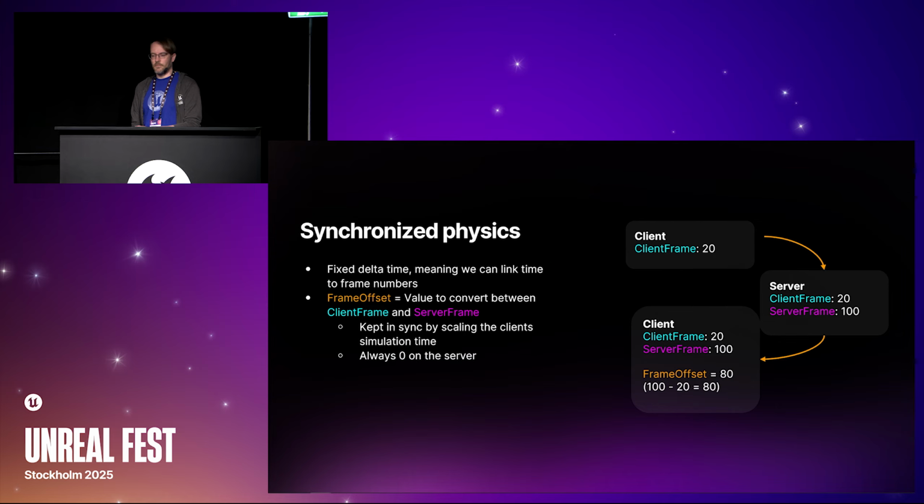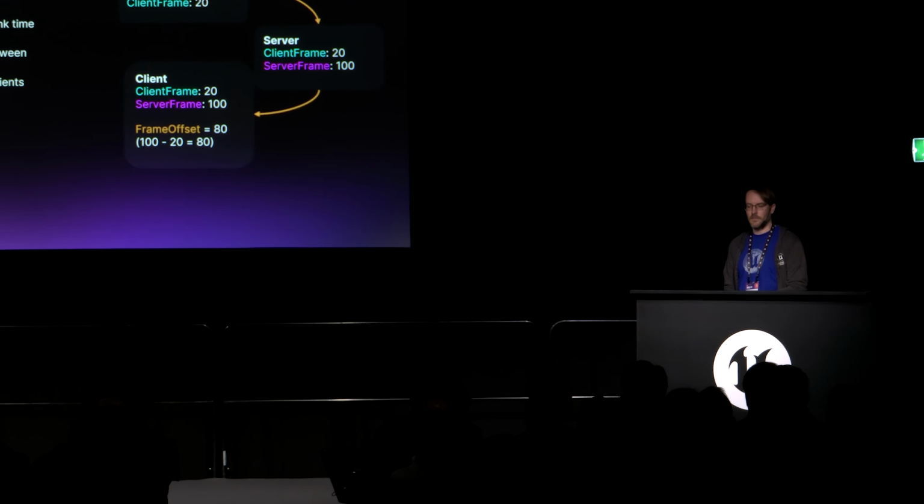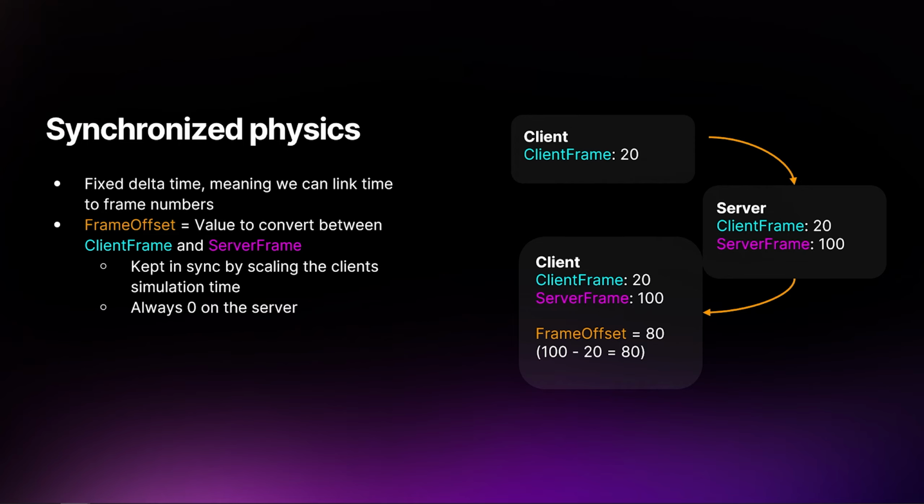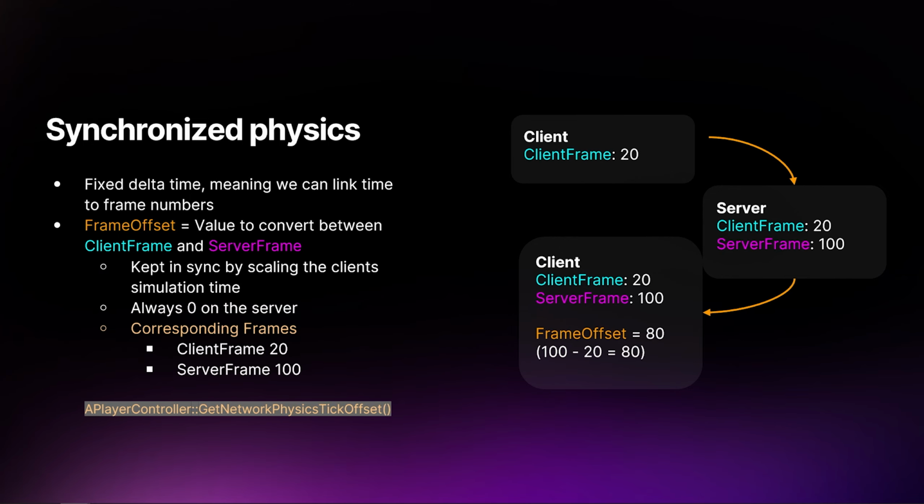The client receives that back, and then the client calculates the frame offset between client and server. In this case, it takes 100 server frame minus client frame 20 equals 80. And now the client can translate between client frame and server frame. So the client can take its current frame plus frame offset and know that this is the corresponding frame on the server. And you can get this tick offset from the APlayerController or get network physics tick offset currently.